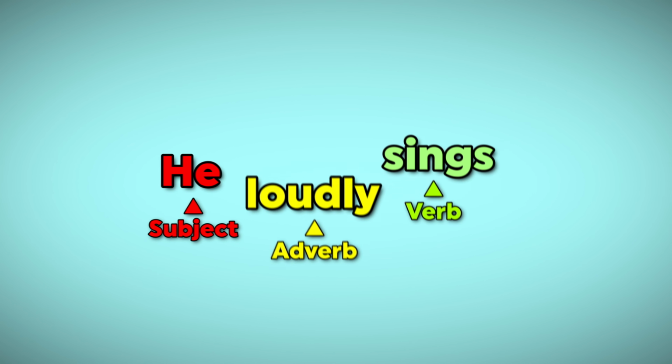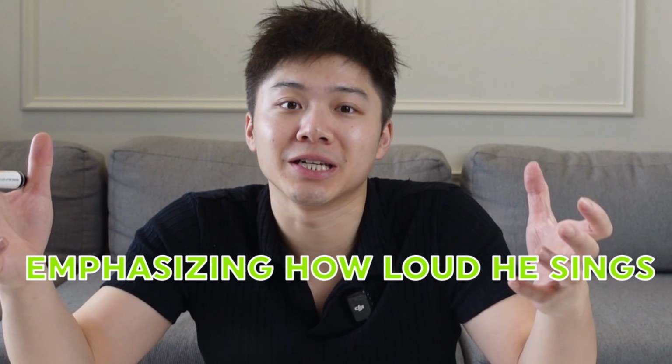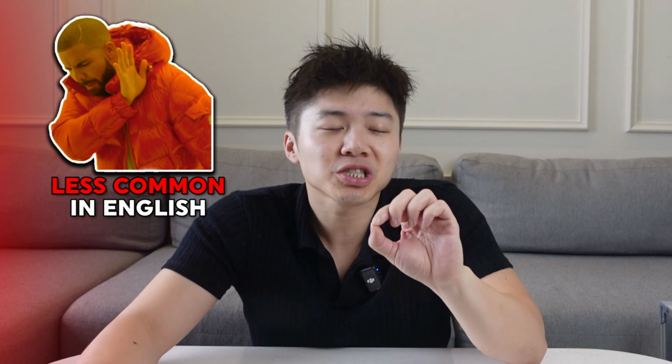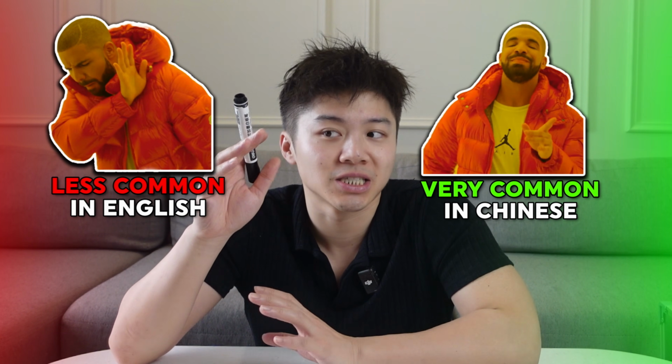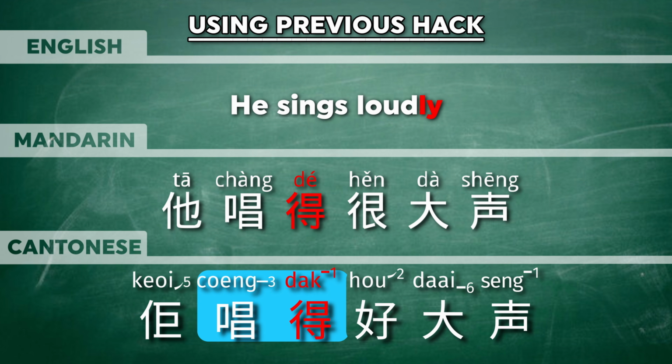But on the other hand, we can also say he loudly sings, with the adverb going before the verb, emphasizing how loudly he sings. And so, while the structure in English is less common, it's actually extremely common in Chinese to emphasize just how loudly, in this case, he sings. So, in the normal way, as we talked about just now, we can say 他唱得很大聲, or 佢唱得好大聲. That's he sings loudly. So kind of the structure we just talked about, right?